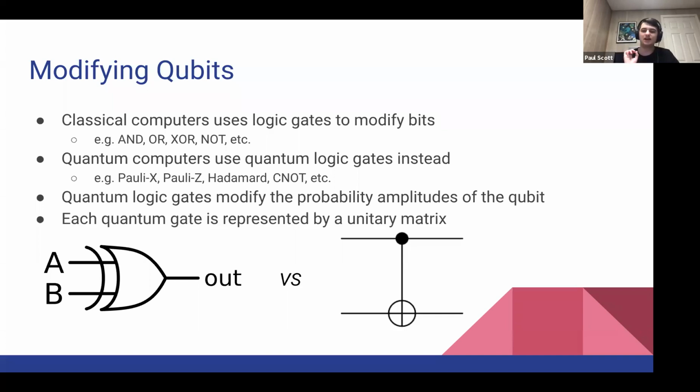Quantum logic gates operate slightly differently than classical gates. What they do is modify the probability amplitudes of the state. They change the probabilities of either the 0 state being measured or the 1 state being measured. Each quantum gate is represented by a unitary matrix. A simplification of what that means is that most quantum gates undo themselves. They're their own inverse.